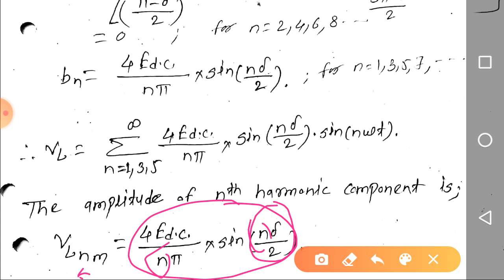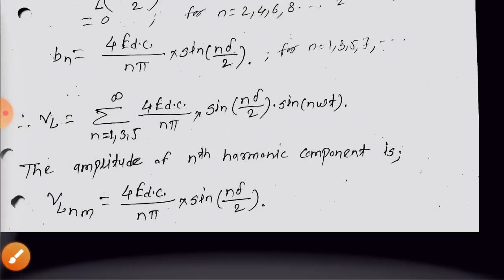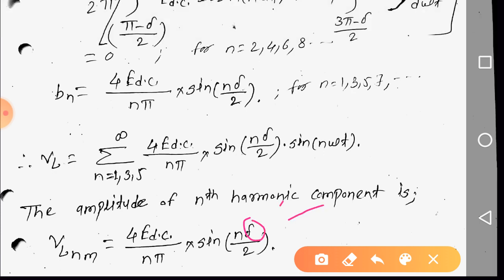So sin π = 0 means 3δ/2 should be equal to π, or 180 degrees. So 3δ/2 = 180 degrees, and δ should be equal to 2 into 180 by 3, which is 120 degrees. If we select δ = 120 degrees, can we say that in the output voltage the third harmonic will be absent? Please check. If δ = 120 degrees, replace this delta with 120 degrees.